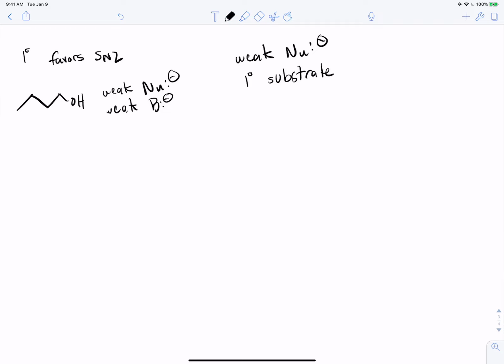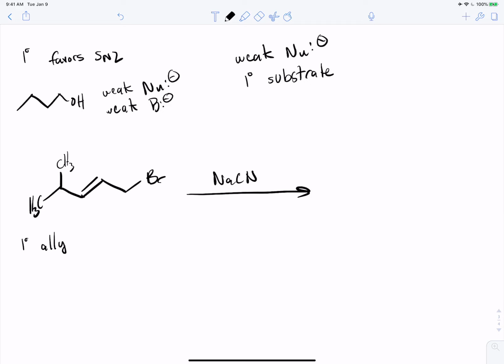All right, let's look at the next one. With this one we have an alkene, and we're treating it with sodium cyanide. So let's just start out with our substrate. It's primary, but it's also allylic. Remember allylic, the allylic position is right here. So I have a carbon that's in the allylic position, and then the bromine that's attached to it is obviously also allylic.